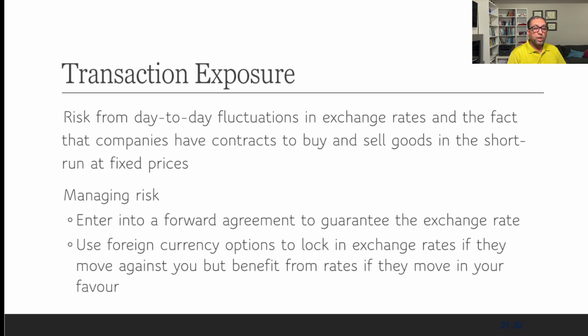Transaction exposure is the risk from day-to-day fluctuation in exchange rates, and the fact that companies have a contract to buy and sell goods in the short run at a fixed price. Managing the risk: enter into a forward agreement to guarantee the exchange rate. That is very commonly done by firms operating in different parts of the world for imports or exports. Use foreign currency options to lock in a future exchange rate if it moves against you, but benefit from the rates if they move in your favor.